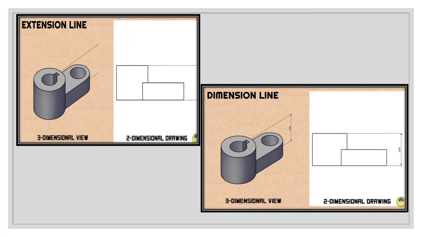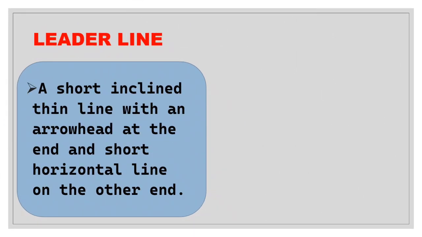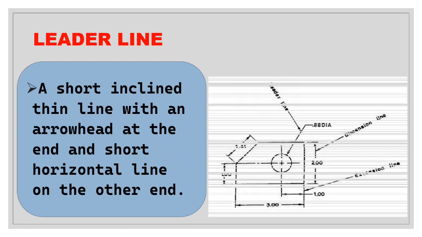Now, please take note again that extension line is an imaginary line that extends from the original object, and that is to show the dimension limits, while dimension line, on the other hand, is a line that shows the actual measurement of the object. Next is the leader line, a short inclined thin line with an arrowhead at the end and short horizontal line on the other end.